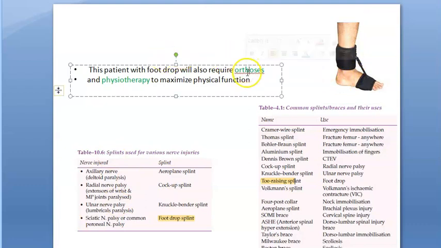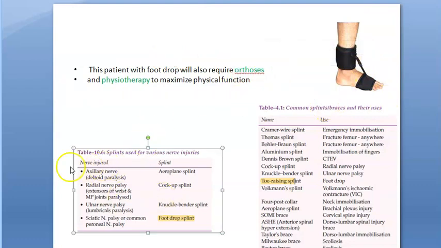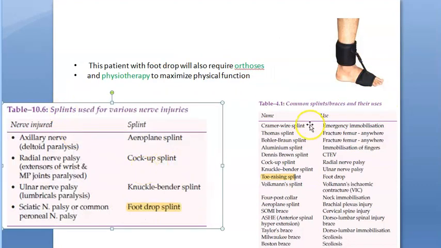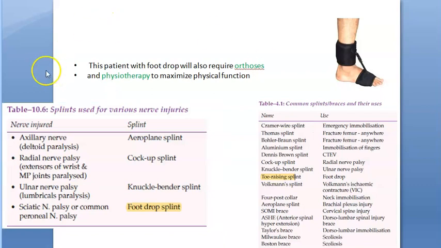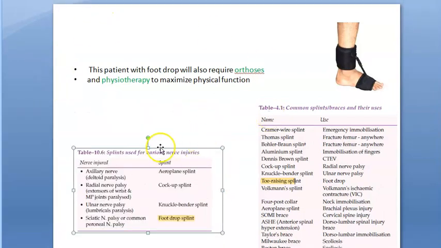See, orthosis is something that supports a weak part of your body. But a splint is something that you use to hold it in place, immobilizing. Something that can stay in its place, you want to immobilize. That is a splint. Okay, so we are done with foot drop, guys.